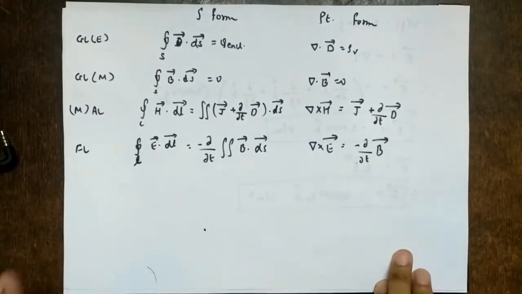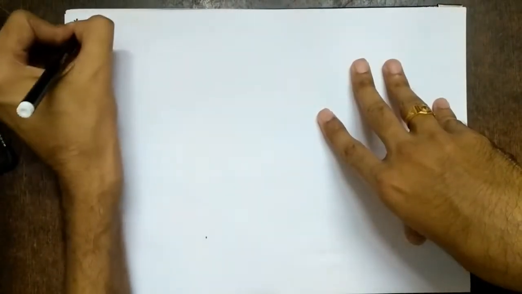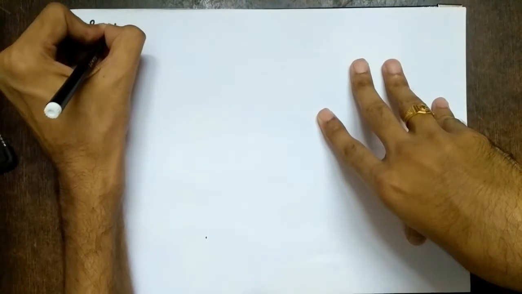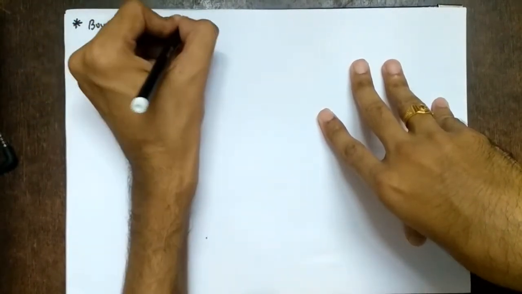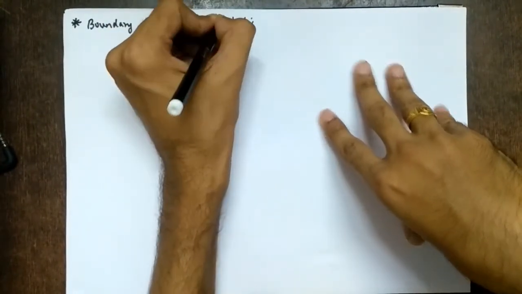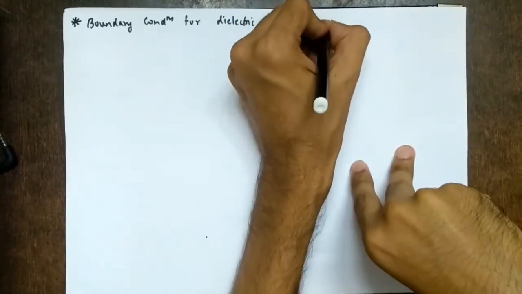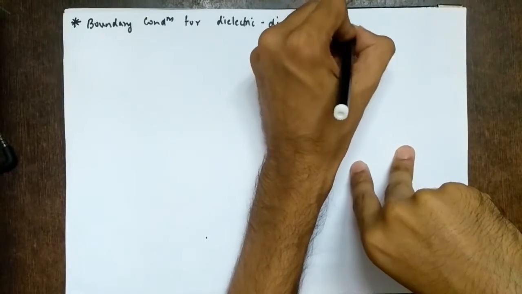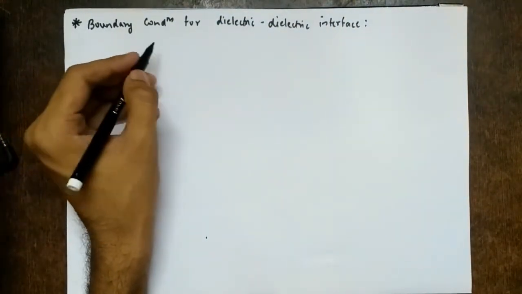So these are Maxwell's equations in integral form and point form for what? Time varying fields. Alright. So let's go to the next topic. It is a very important topic. It appears in the exam for 10 marks. So boundary conditions for dielectric interface. Okay. So first question is, what do you mean by boundary conditions?